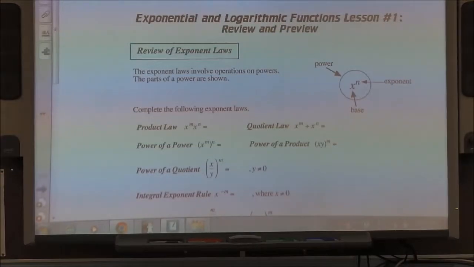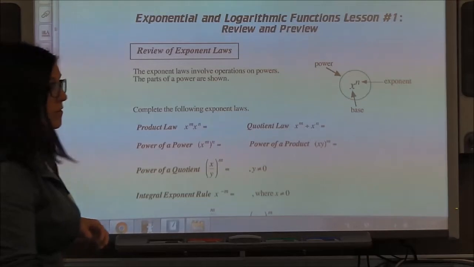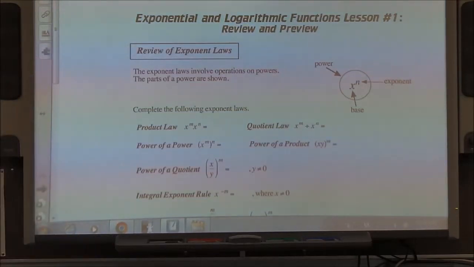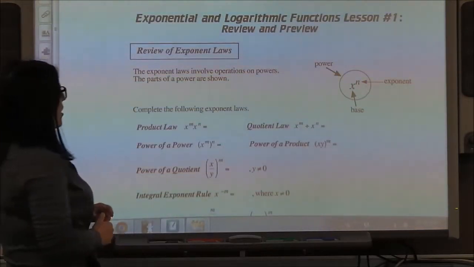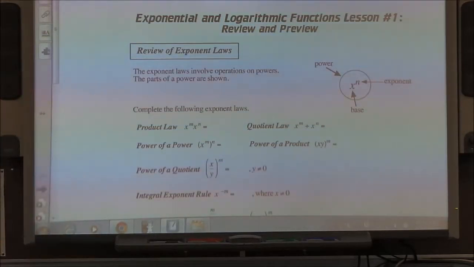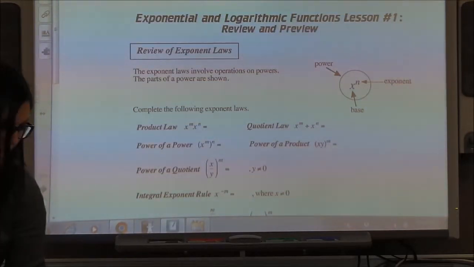So lesson number 1 in our exponents and log functions chapter starts with a review. So we're going to review the exponent laws, and then we're going to use the exponent laws. The exponent laws involve operations on powers, and this part should be a review of things that we've done in grade 10 and in grade 11. So we're on page 191.